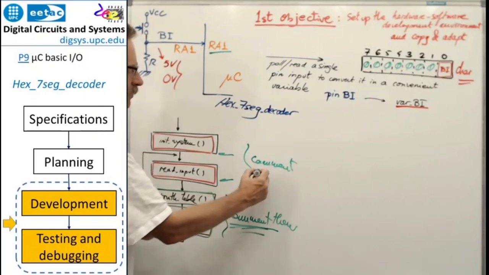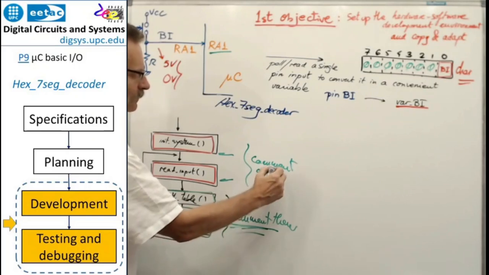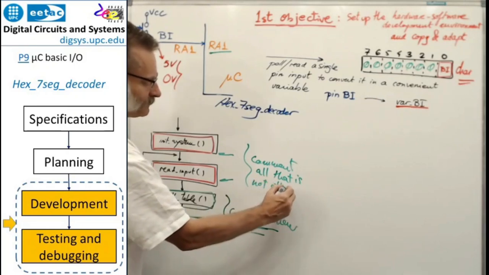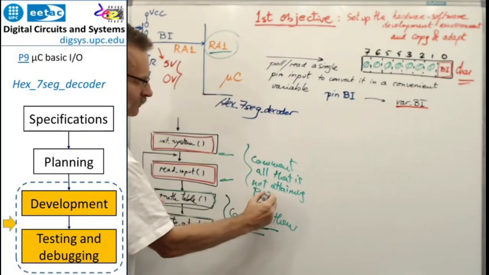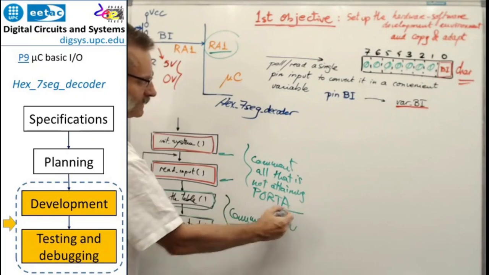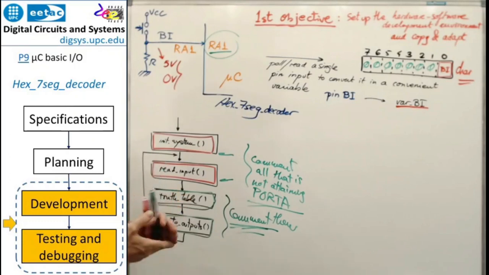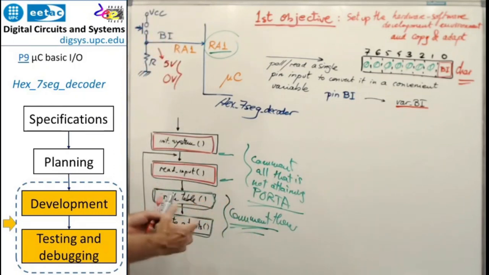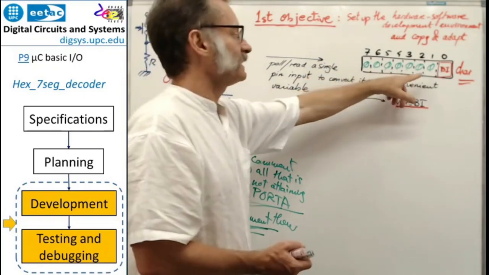all that is not attaining the port A, you see. So whatever is not the port A is going to be commented. That's the idea. So get and copy all the hardware and software, and in this case you have to occupy yourself only about the single pin of a single port, with this very clear idea in mind.